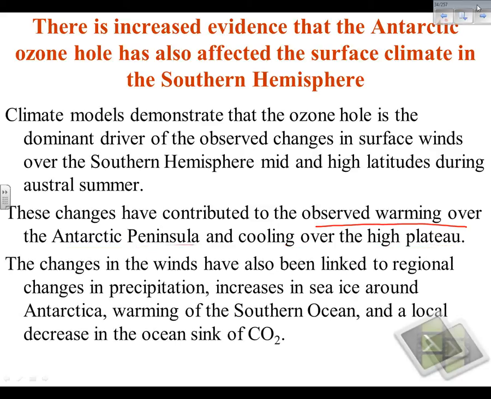The changes in wind have also been linked to regional changes in precipitation. We're getting increased sea ice around Antarctica, warming up the Southern Ocean, and a local decrease in the ocean sink of CO2. The solubility of CO2 in water is temperature dependent, so if it gets warmer, it holds less gas. That's just the way it is for everything.